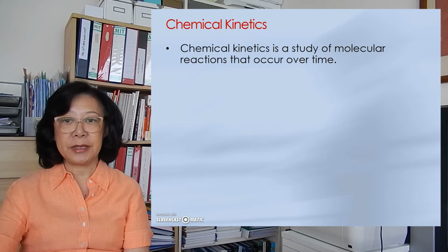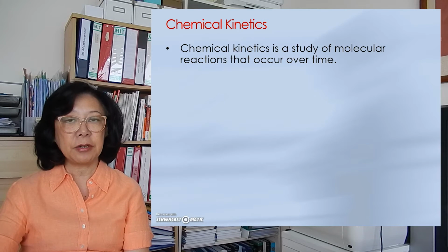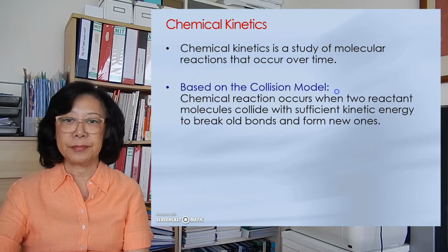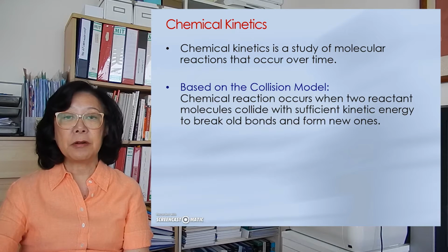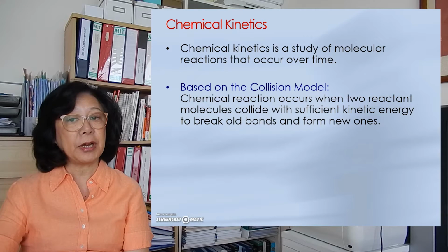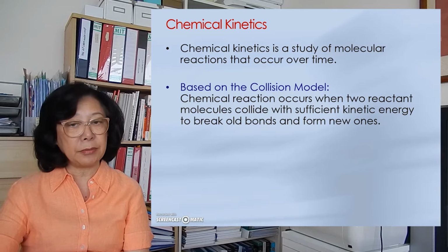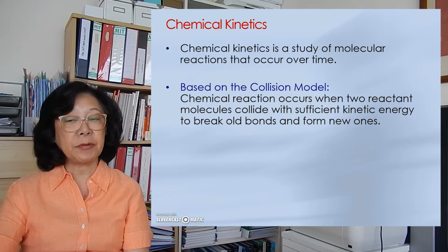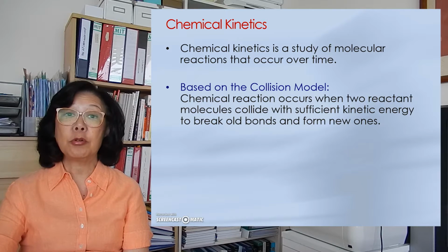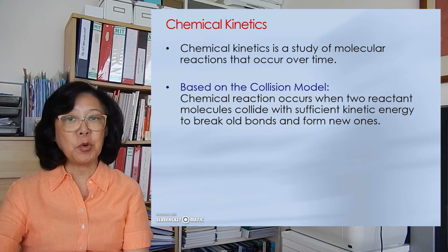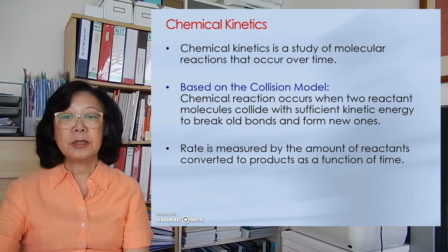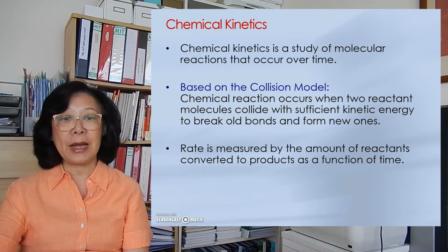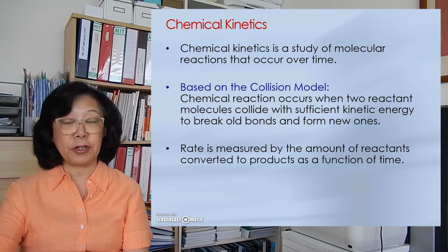Chemical kinetics is the study of molecular reactions that occur over time. It is based on the collision model that a chemical reaction occurs when two reactant molecules collide with sufficient kinetic energy to break the old bonds and form new ones. The rate is measured by the amount of reactants converted to products as a function of time.